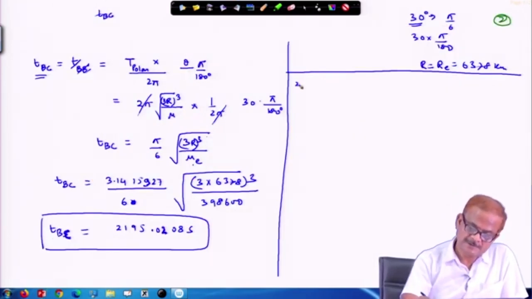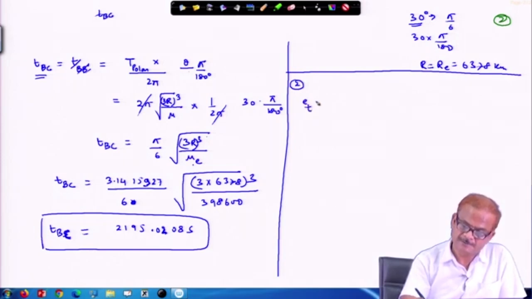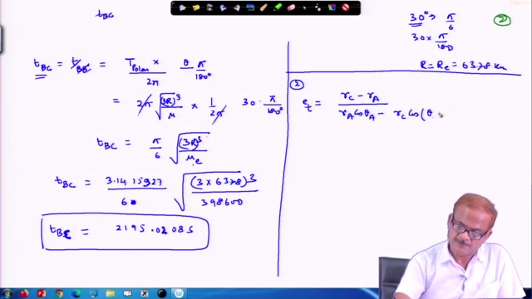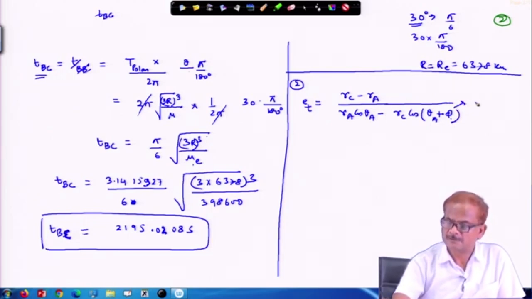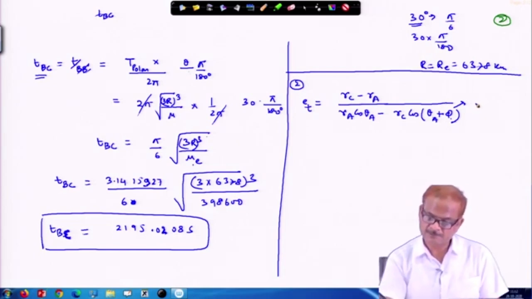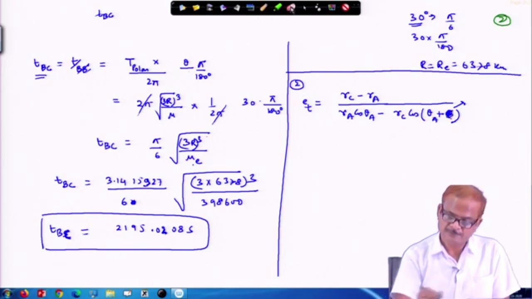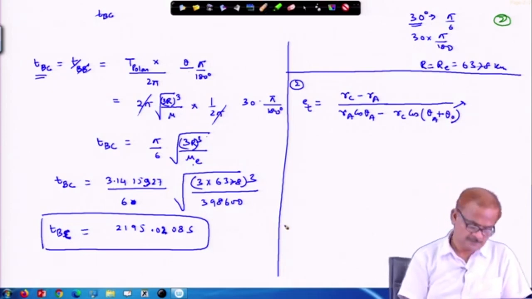So, for calculating this, the next step we have to calculate the eccentricity of the transfer orbit, and this we have done last time. So, (R_C − R_A) divided by (R_A cos θ_A)... this phi is not the... we may use some other notation here, maybe to not confuse with the flight path angle, which we are quite often using. So, we will write it as theta 0.